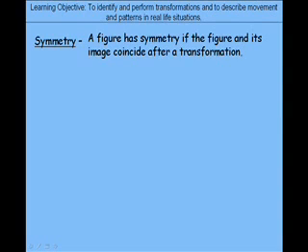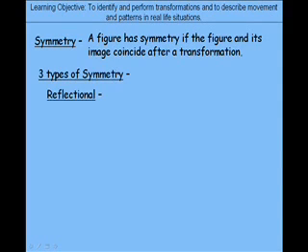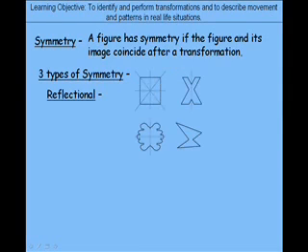A figure has symmetry if the figure and its image, so now we're talking about a new image, those two coincide after the transformation. So, for example, with our 3 types of symmetry, we have reflectional symmetry. This is the one you're most familiar with. So if we look at these 4 pictures, those dotted lines are your lines of symmetry. So if you reflect over those lines, just fold it over and everything matches up perfectly, then you have reflectional symmetry.